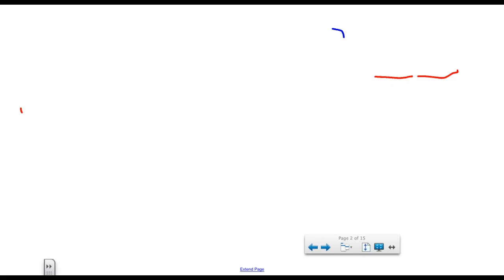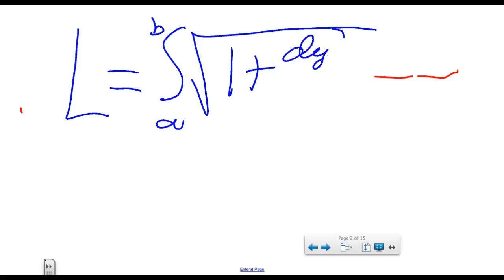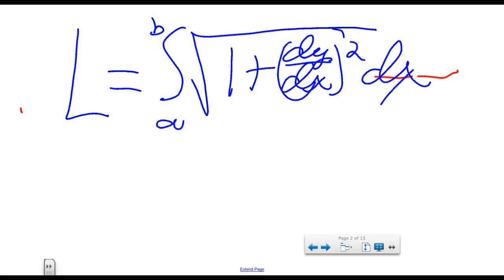The one other thing we haven't discussed for a long time: what is arc length when you're in rectangular coordinates, not parametric? You're forgetting the very first thing. The integral from A to B, right? Square root of what? 1 plus what? It'd be that.